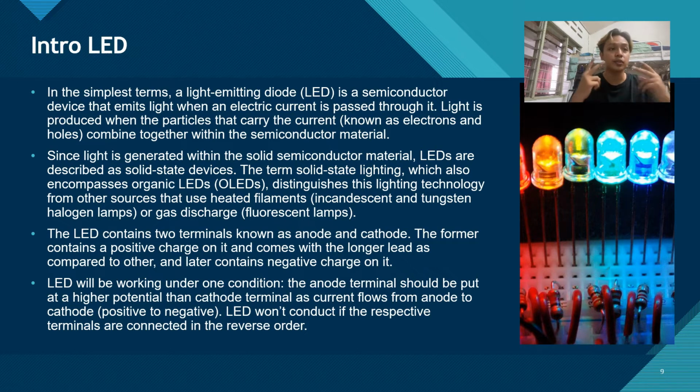The LED contains two terminals known as anode and cathode. The former contains a positive charge and comes with a longer lead compared to the other, and the latter contains a negative charge. LED will be working under one condition. The anode terminal should be put at a higher potential than the cathode terminal, as current flows from anode to cathode, or positive to negative. LED won't conduct if the respective terminals are connected in the reverse order.